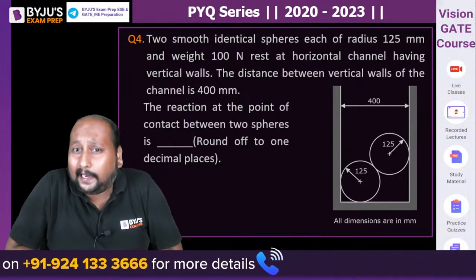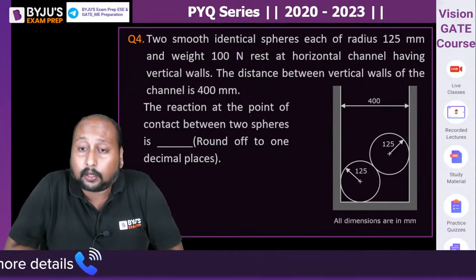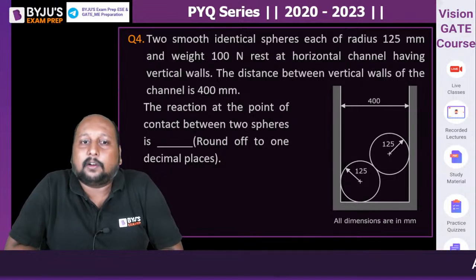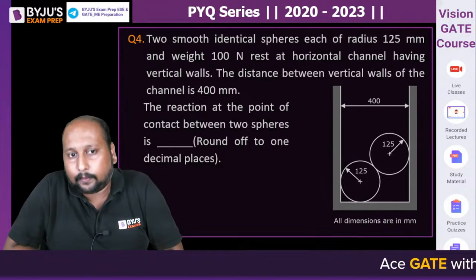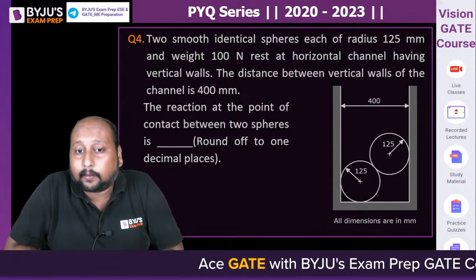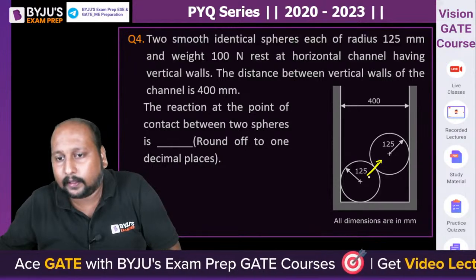Two smooth identical spheres of radius 125 mm and weight 100 Newton rest on a horizontal channel having vertical walls. The distance between the vertical walls of the channel is 400 mm. They are asking you what is the reaction at point P, the point of contact between the two spheres.